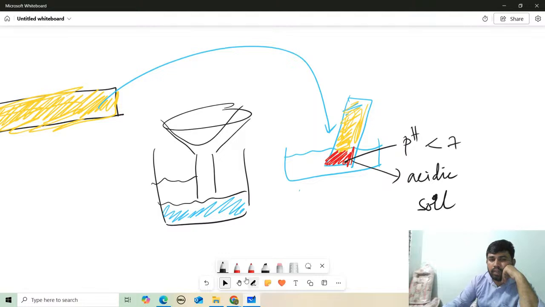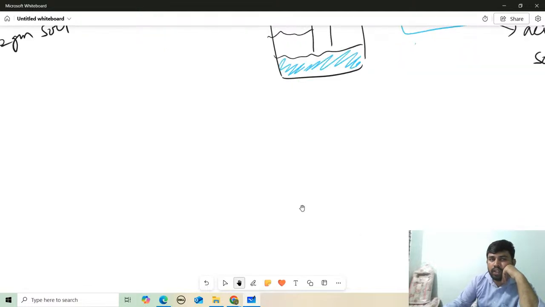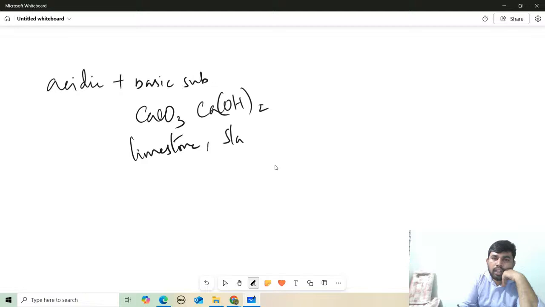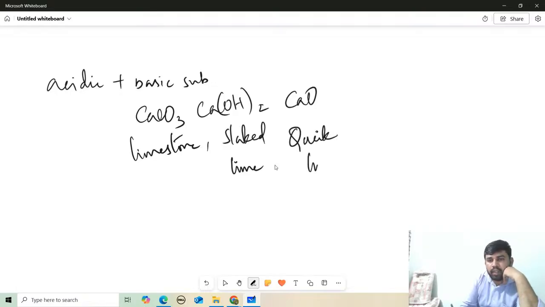What kind of remedy can we take? Simple thing: if the soil is acidic, then we should add a base, a basic substance. How can we add base? We can add CaCO3, which is called limestone, and calcium hydroxide, which is called slaked lime, or sometimes CaO, which is called quick lime. Any of these three we can add.